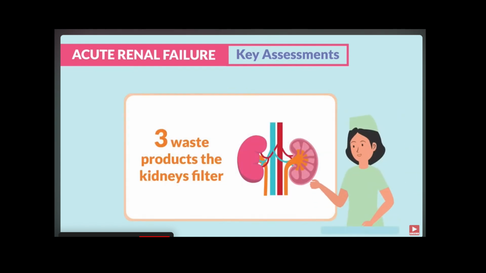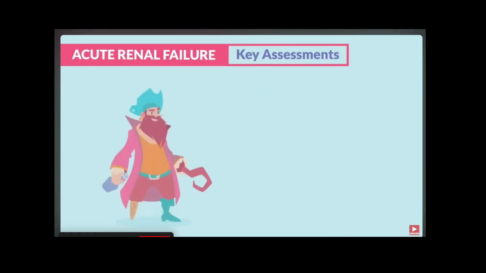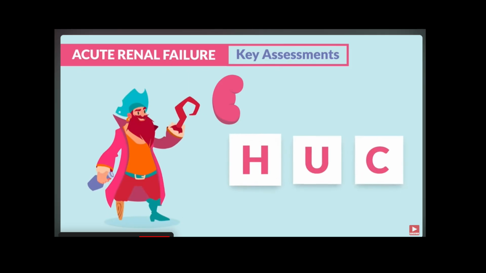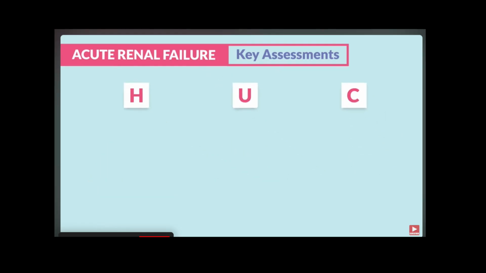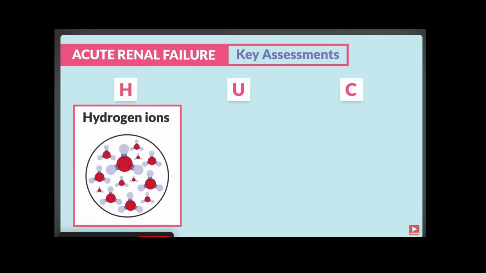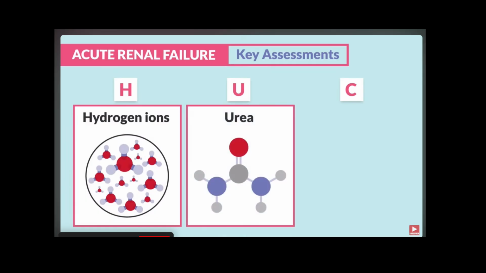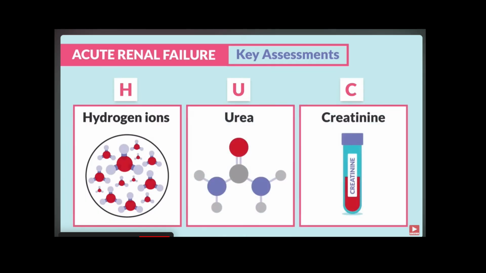So remember from our anatomy video, what are the 3 waste products that the kidneys filter? Well, remember we use our acronym HOOK, H-U-C, since the kidneys sort of kind of look like a pirate hook. H is for hydrogen ions, which are very acidic, U is for urea, and C is for creatinine.